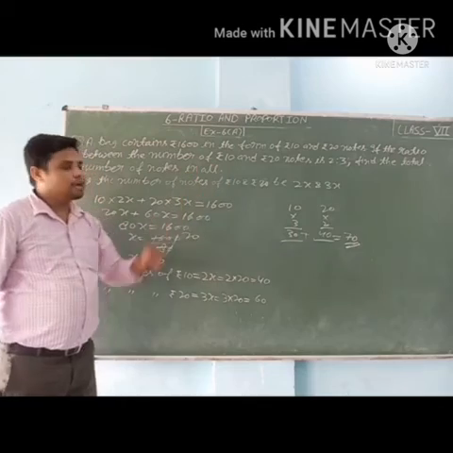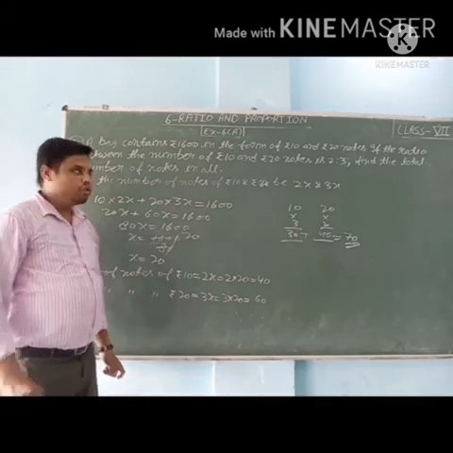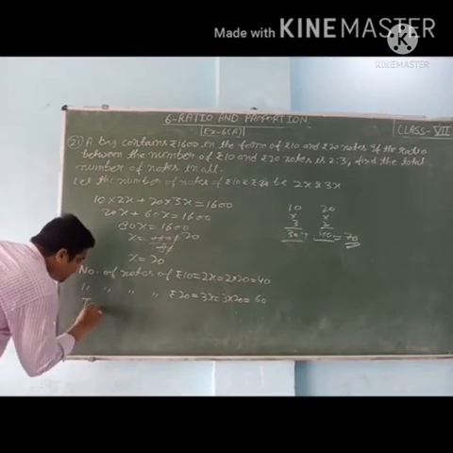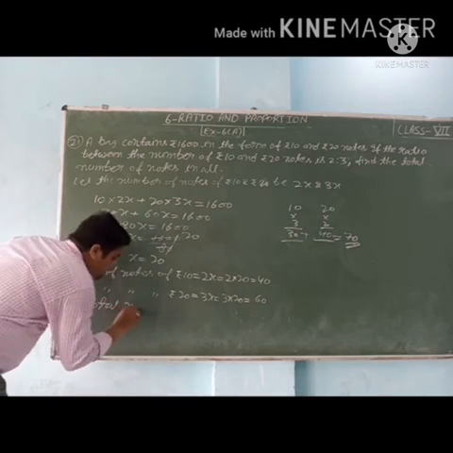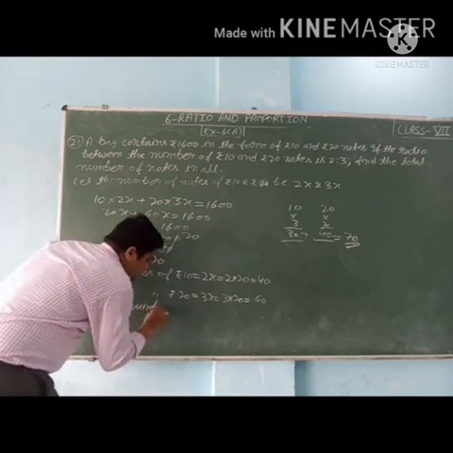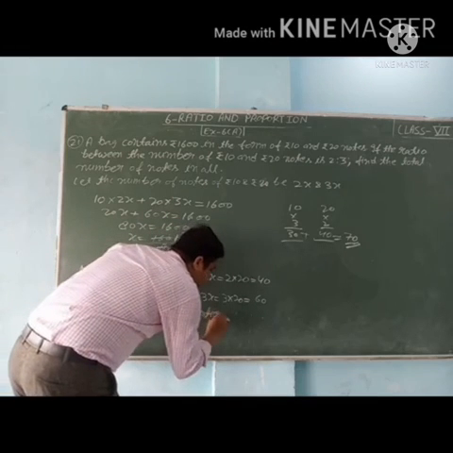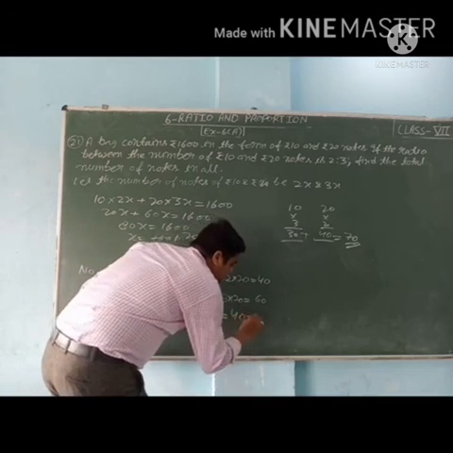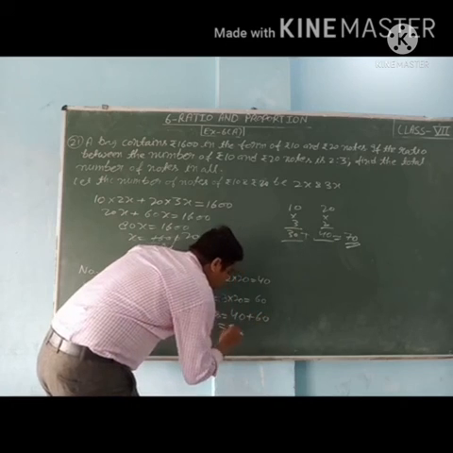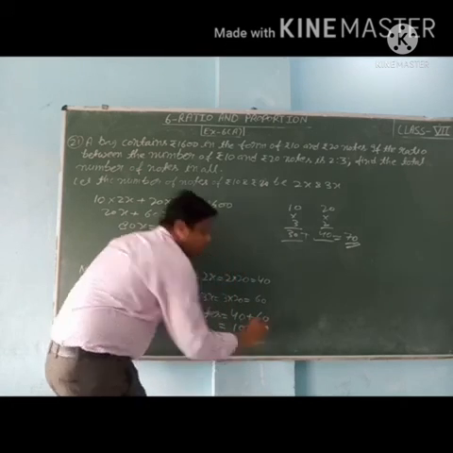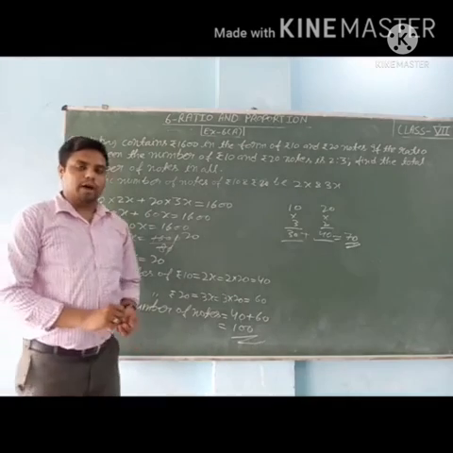But the question is asking to find the total number of notes. So the total number of notes is equal to 40 plus 60 is equal to 100 notes. So the total number of notes is 100.